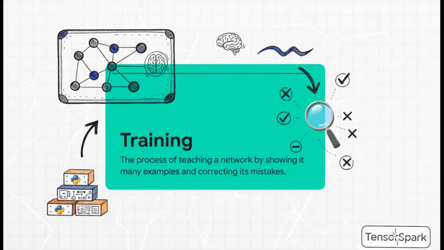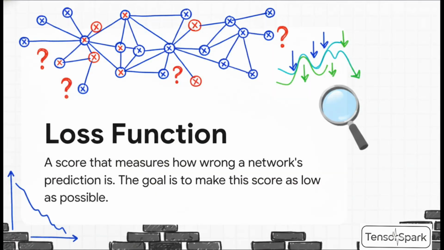This whole process is called training. And honestly, it's a lot like teaching a toddler. You show the network a picture and say, this is a dog. Then you show it another picture and say, this is a cat. It is not a dog. And you do this thousands or even millions of times. And with every single picture, the network makes a guess and we tell it whether it got it right or wrong.